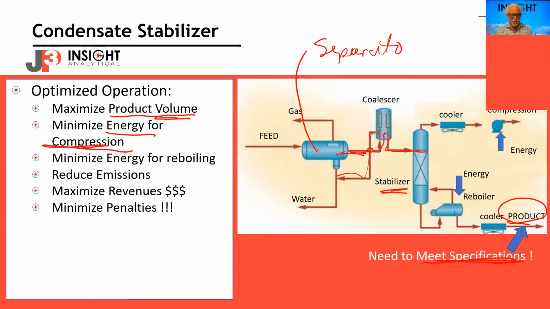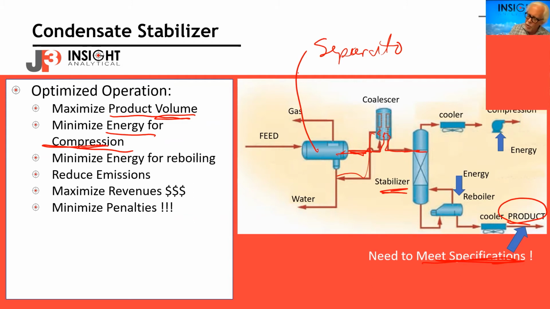So in current times, especially in Canada with our left-leaning government, there's a big thing about CO2 emissions and energy usage, right? And so when you can optimize your compression and minimize that energy usage, it also lowers greenhouse gas emissions. Most often when we optimize a stabilizer as well, it means that we're going to put less heat into it. We're going to actually not overboil it. We're certainly not going to overboil it. And so that can minimize our energy for reboiling, which again reduces emissions.